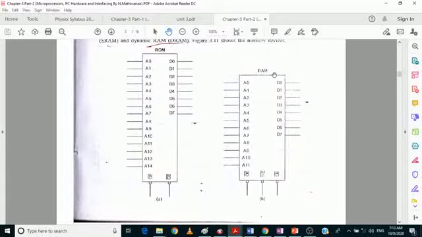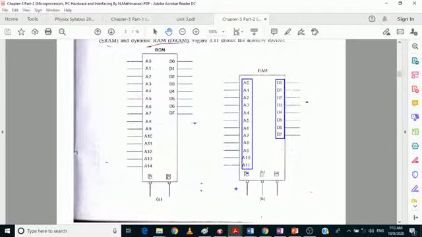In this diagram, we have 12 address lines, which means my RAM device has 12 address lines. So 12 address lines means 2 power 12, which is obviously 4K. Each memory location is able to hold 8-bit information, as the data bus size is 8-bit.